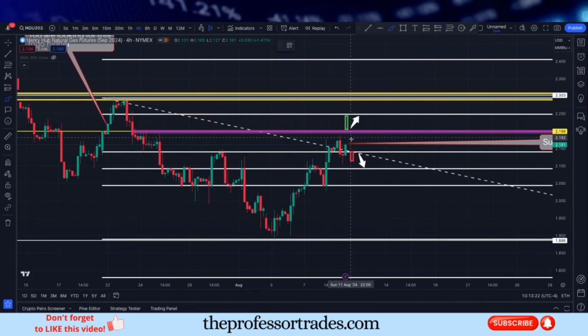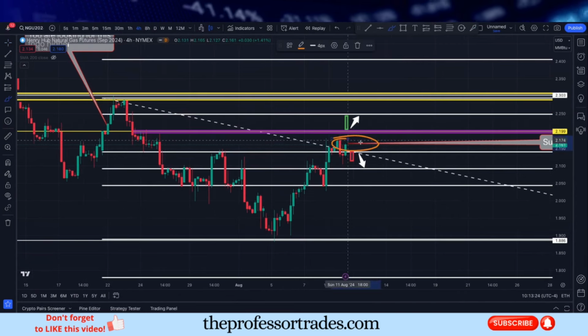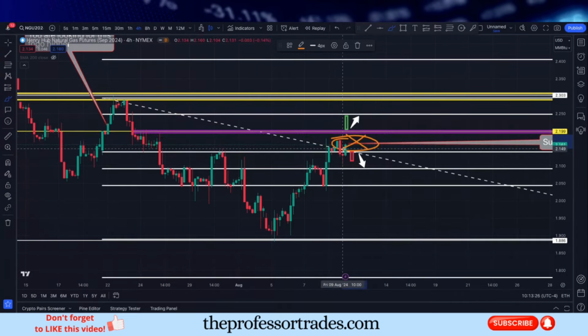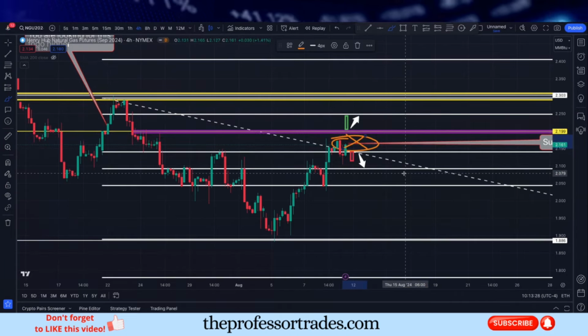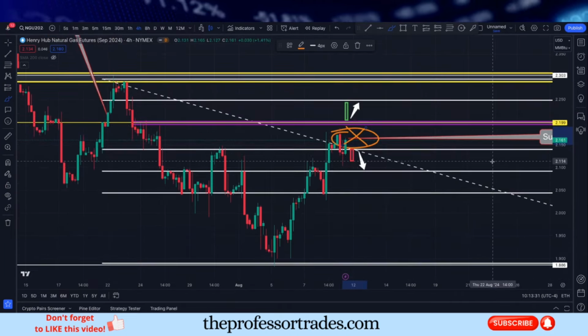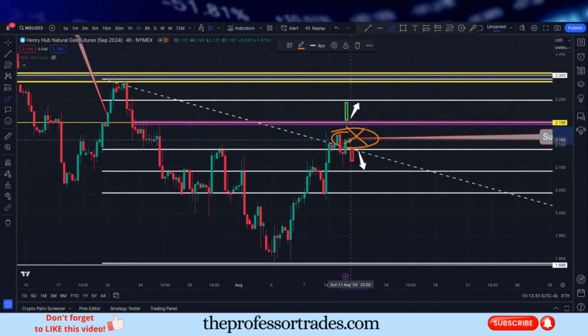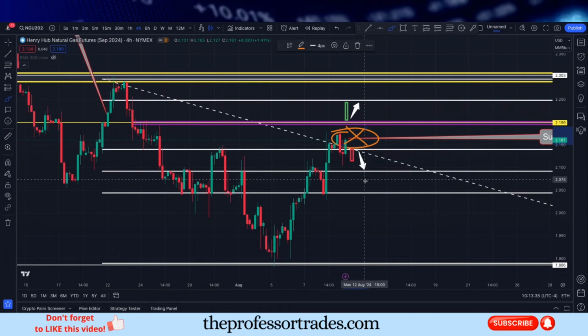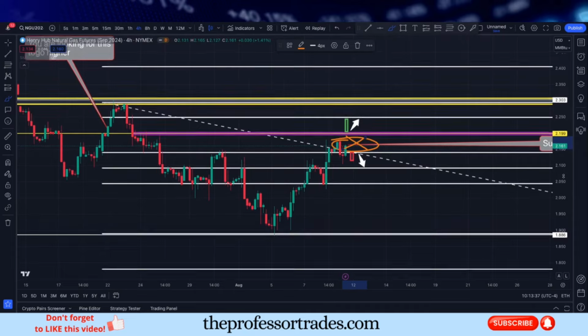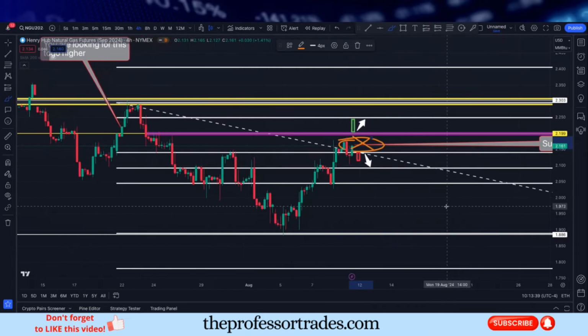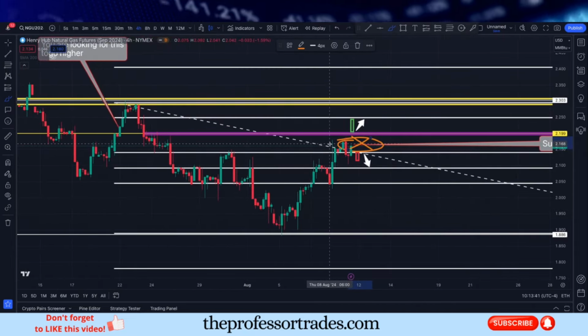We do nothing right now in this area. This is a very dangerous area. We do nothing because it is uncertain what price is going to do. So you are either going to wait for a break and close to the top side or a break and close to the bottom side, and you are going to trade this level by level. Because outside of that, natural gas could be very tricky.